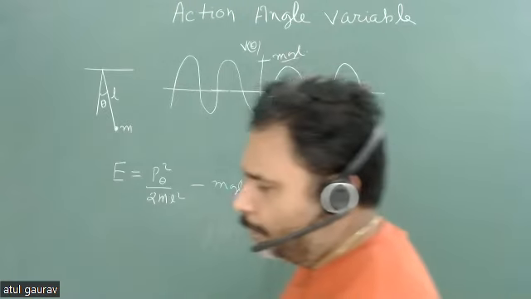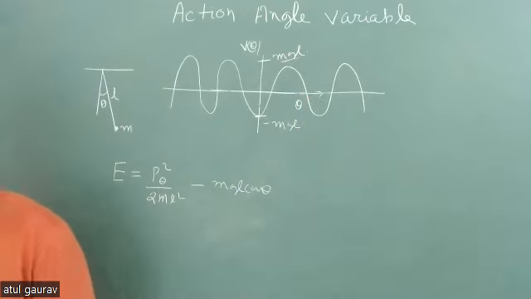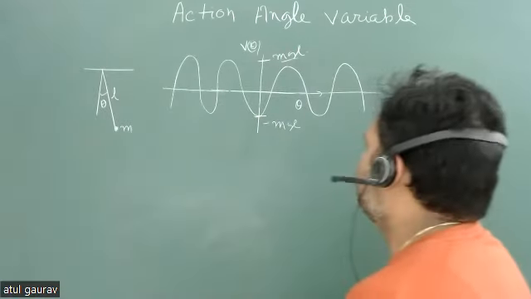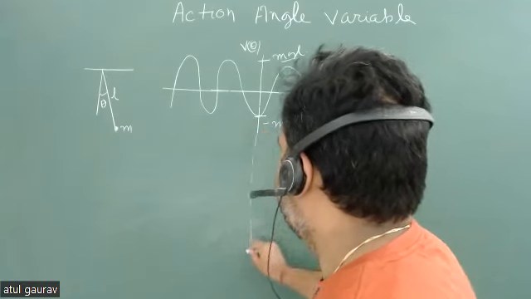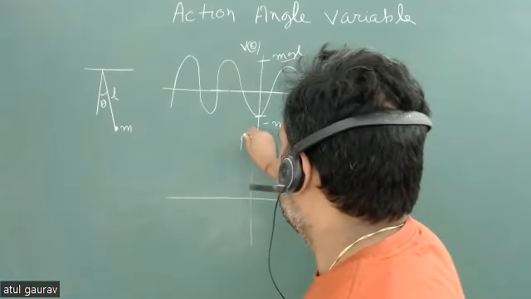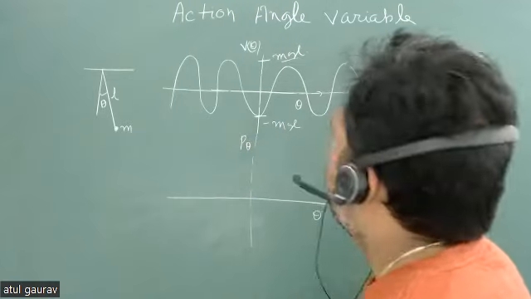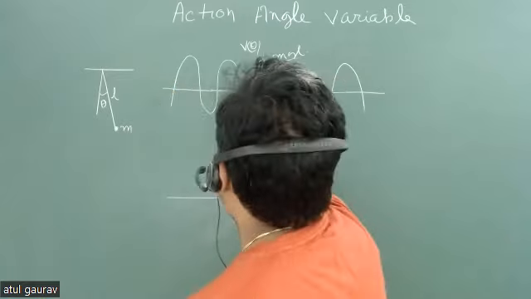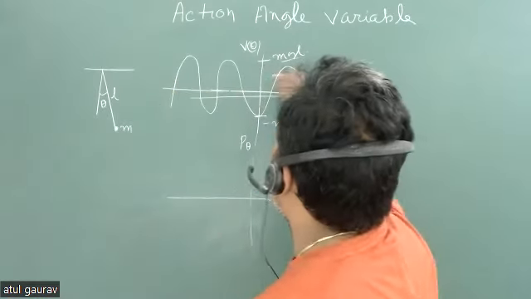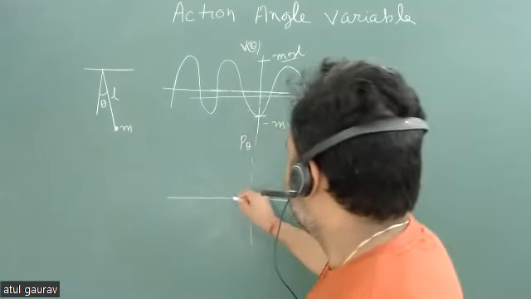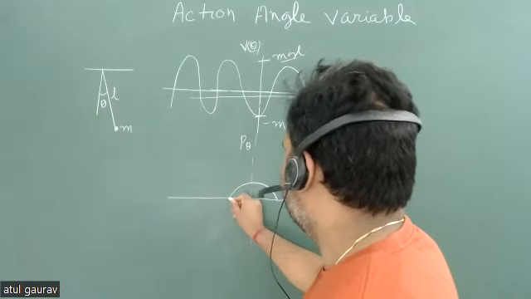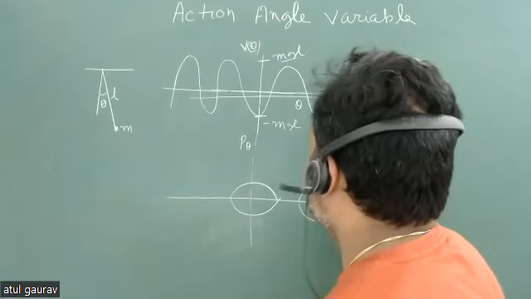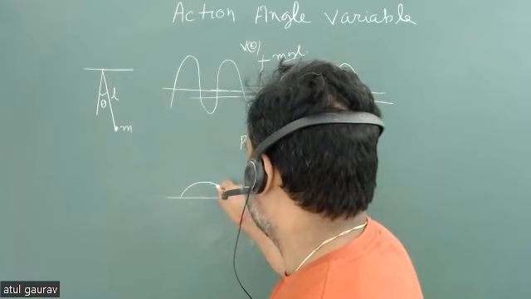Now we can easily plot the phase curve, P theta versus theta. We can just extend it. When we have energy between minus mgl and plus mgl, so we are talking about this much energy, you always have a bounded motion. Look at here, this is your bounded motion, something like this.